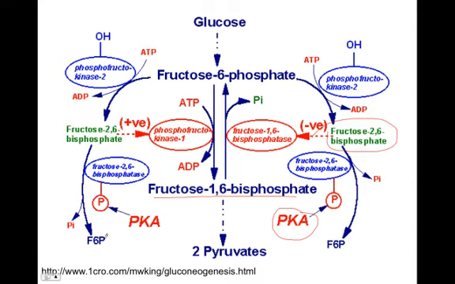In the fed state, the enzyme is dephosphorylated and referred to as phosphofructokinase 2, and the enzyme functions as a kinase and phosphorylates fructose 6-phosphate to fructose 2,6 bisphosphate.